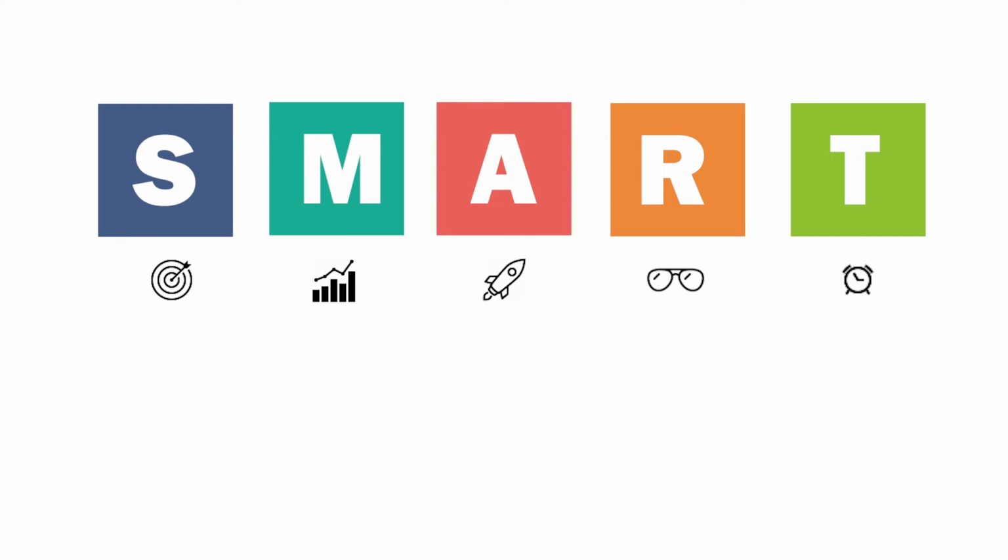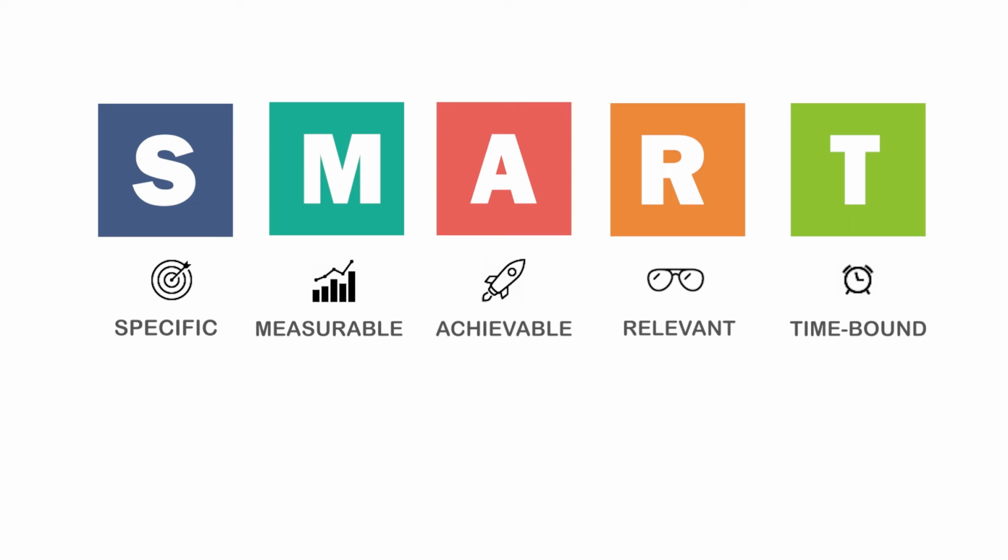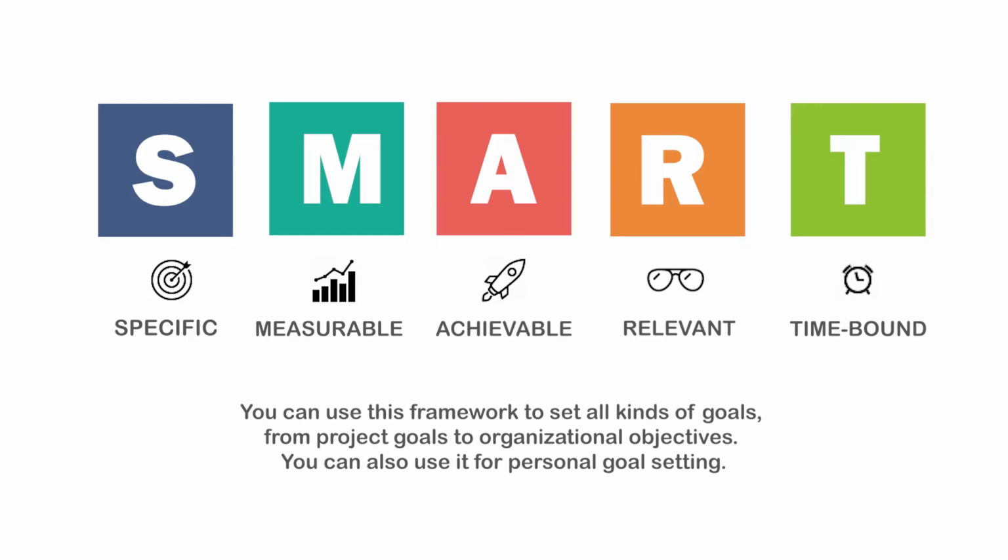What are SMART goals? The SMART acronym represents specific, measurable, achievable, relevant, and time-bound. Hence, the SMART framework is a tool for setting clear, attainable, and trackable goals. You can use this framework to set all kinds of goals, from project goals to organizational objectives. You can also use it for personal goal setting.